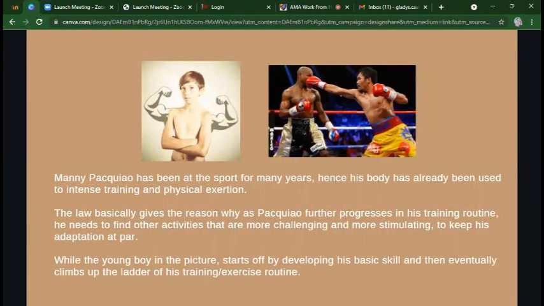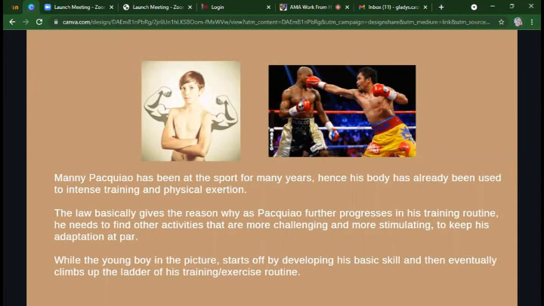In this example, Manny Pacquiao has been at this sport for many years, as we all know, right? So his body has already been used to intense training and physical exertion. The law basically gives the reason why, as Pacquiao further progresses in his training routine, he needs to find other activities that are more challenging and more stimulating. That is to keep his adaptation at par, at balance.